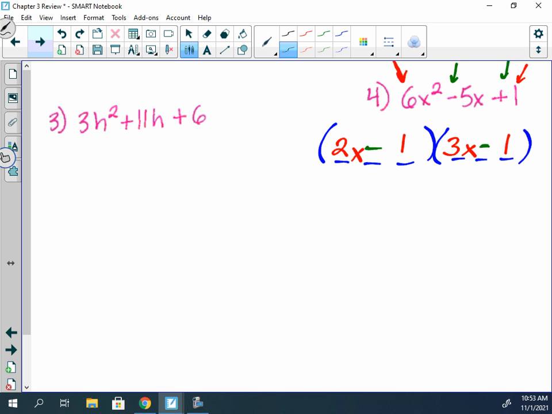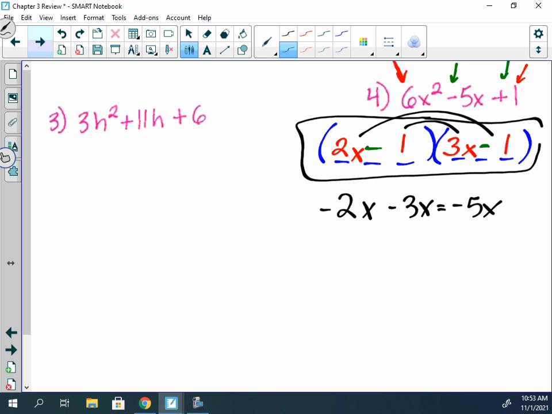And last but not least, we can check it to make sure we got the correct setup. 2x times negative 1 would be negative 2x. Negative 1 times 3x would be negative 3x, and 2x minus 3x is negative 5x. Is that what we wanted? So these here are the factors. Questions on this here? Any other questions on 3 or 4?